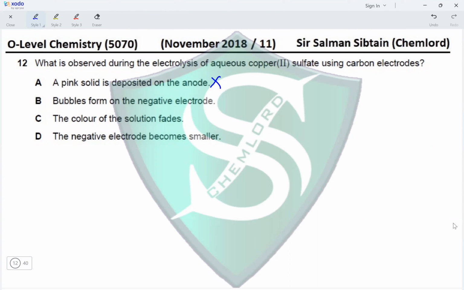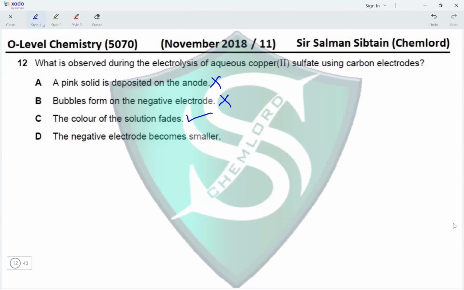Bubbles form on the negative electrode. Negative electrode is the cathode. Bubbles would form at the anode, which is the positive electrode. So this is also incorrect. The color of the solution fades. Yes, because copper ions are reduced to copper metal, so the blue color of the solution will fade.